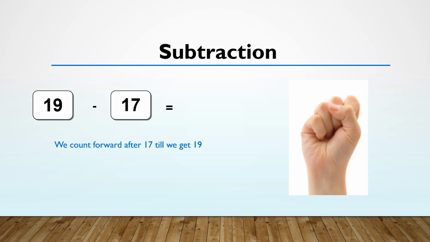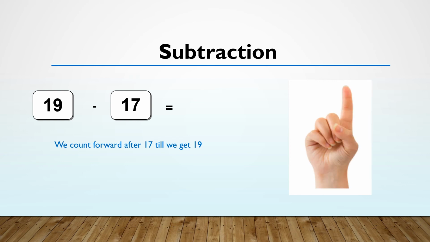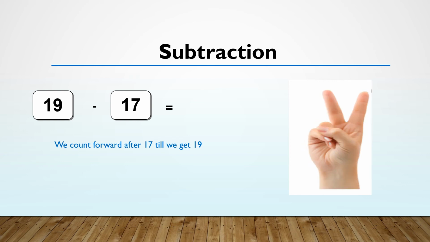Let's start counting. After 17, it's 18 and 19. We have opened our two fingers as we counted forward from 17 to get 19. So, the answer is 2. We can read this as 19 minus 17 is equal to 2.